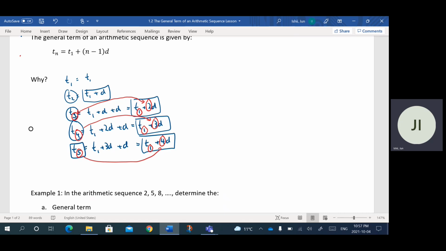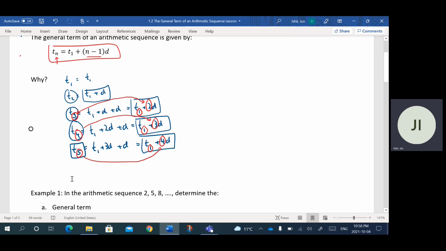To get the third term, I need to add one less common difference than the term number: two common differences, and so on. That's what this part means here. We take the term number, subtract 1, and multiply it by D. That's why this is the formula for what they call the general term, the nth term.